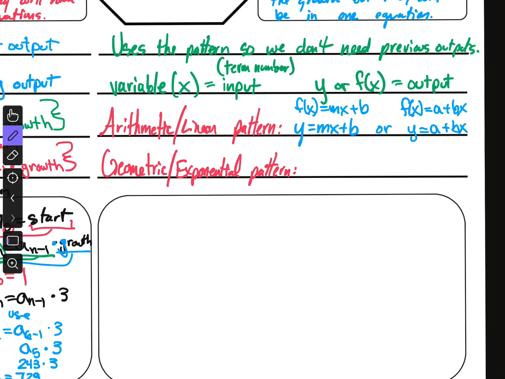Now, for the geometric or exponential pattern, we have y equals a times b to the x, or f of x equals a times b to the x. And it's because we write it this way that I like to write it this way, because I think it connects things better, and it makes it a lot easier to create an equation. We don't have to figure out, oh, is it geometric or arithmetic? I start it the same way, and then when I look at the pattern, that tells me is it geometric, is it arithmetic, and boom, I go from there. So that's how I like to do it.